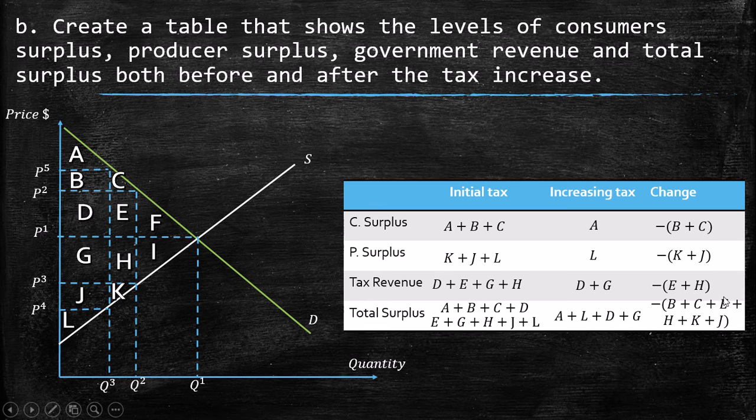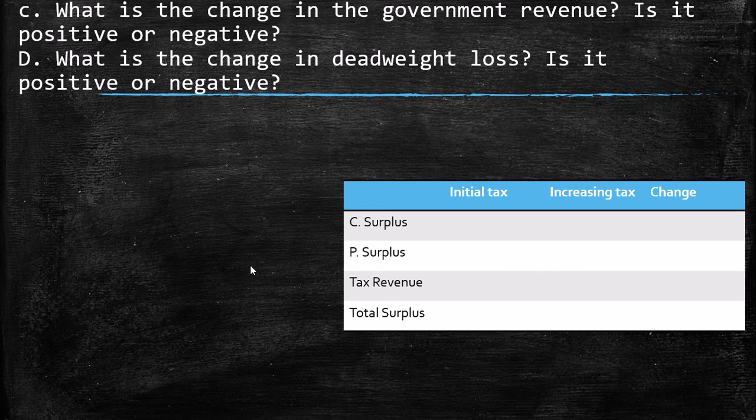And now the change is going to be which one? So the change is going to be that they will lose C, E, H, K. Here you have to omit B and J because it's now part of the government. So the correct answer will be C, E, H, K. Okay, so C.